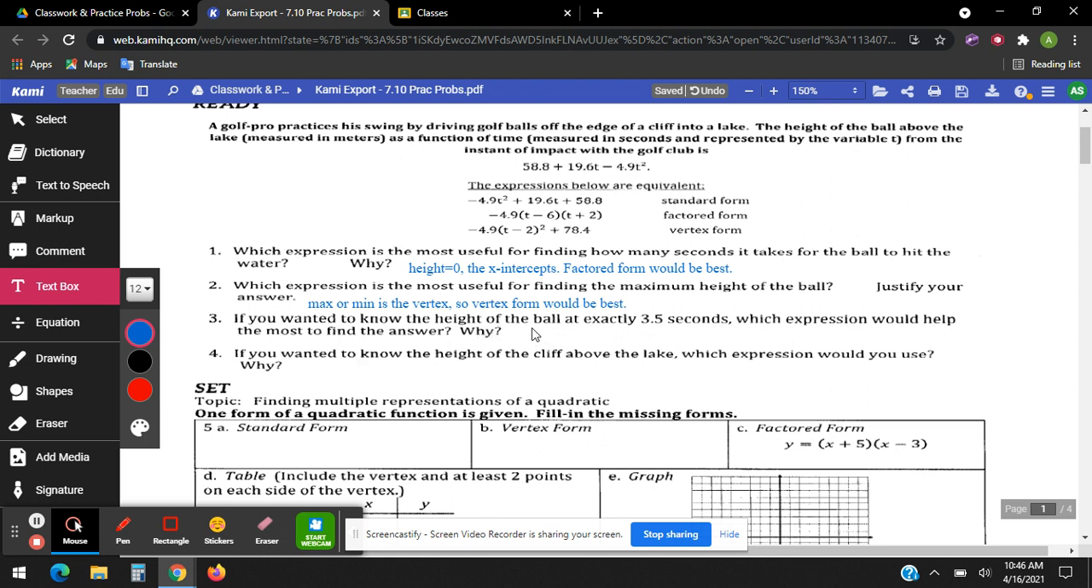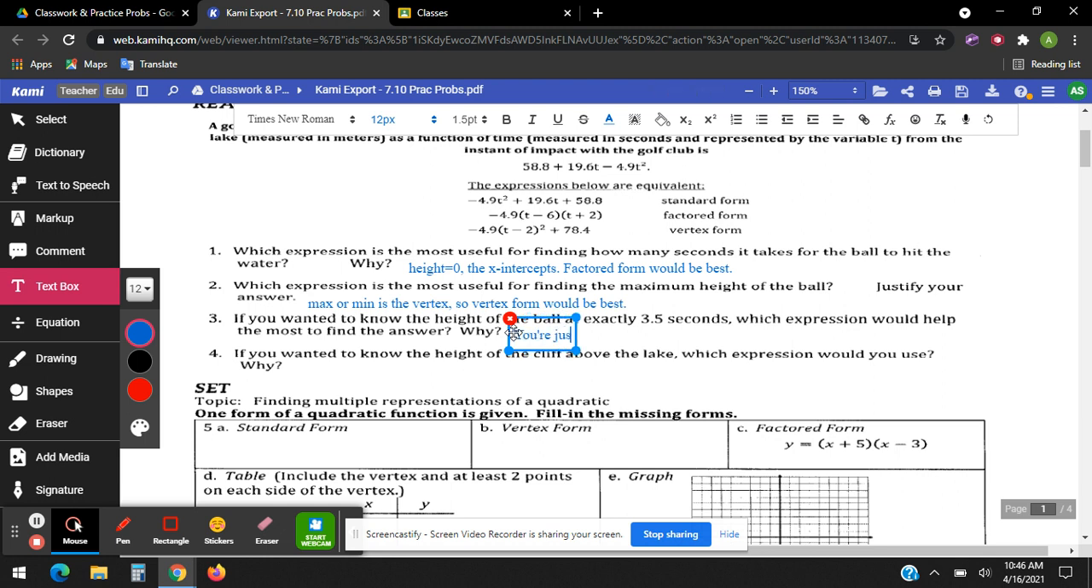All right. If you want to know the height of the ball at exactly 3.5 seconds, which expression would help the most to find it? Well, you're just plugging 3.5 in for t, not for x, for t. You could plug it into standard form and solve. You could plug it into factored form and solve. You could plug it into vertex form and solve. So really, any would work the same.